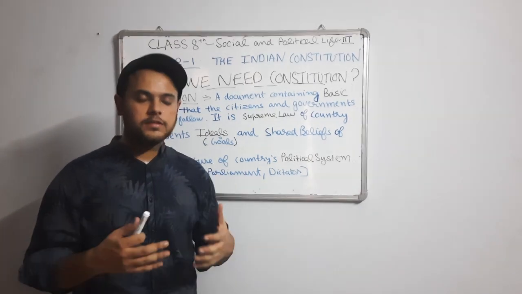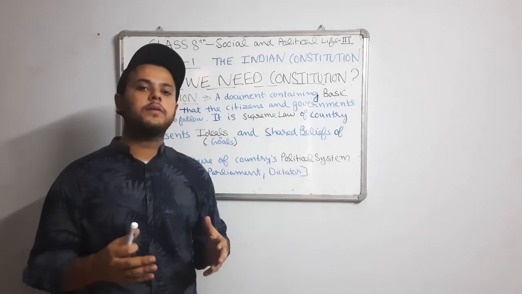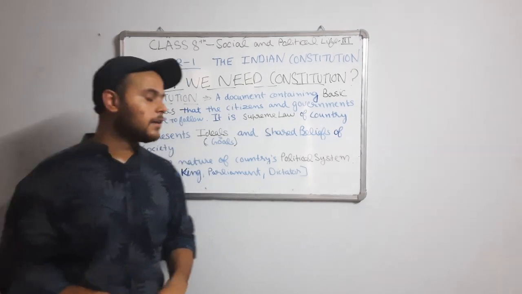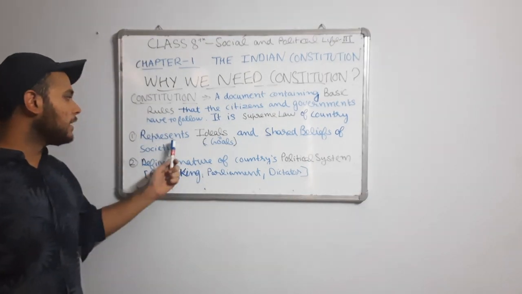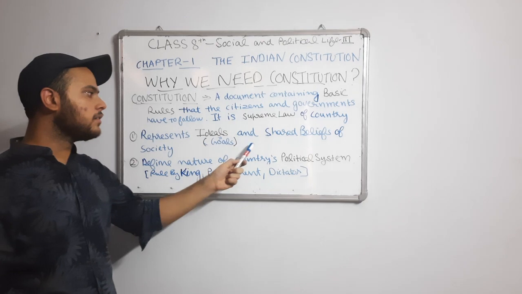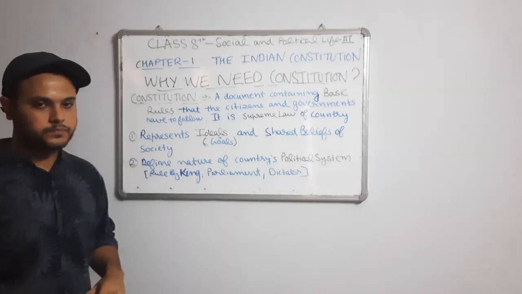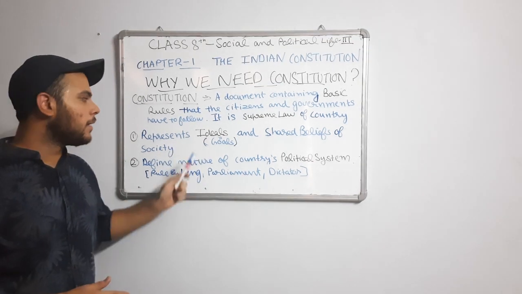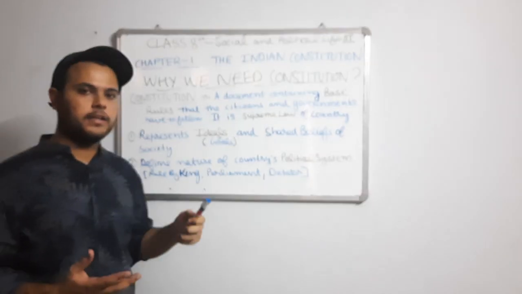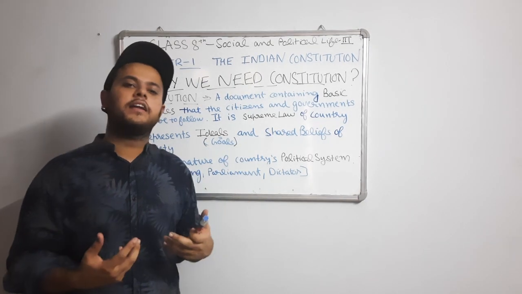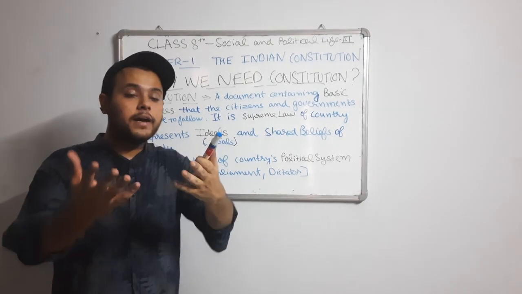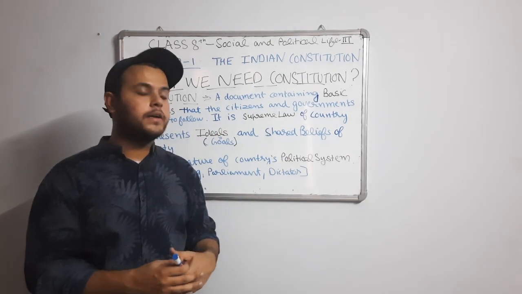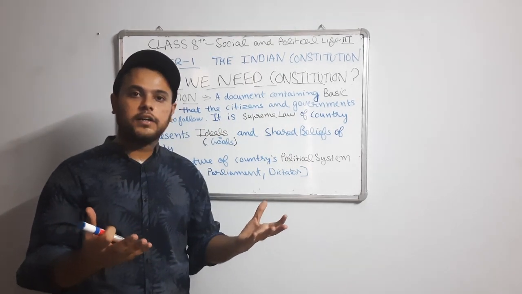But in this video, I will be covering why we need a constitution. The first reason is that we need a constitution because it represents the ideals and shared beliefs of society. I will repeat again, it represents ideals. By ideals, we mean goals of society. Every society has a goal, like an individual has goals. Like you might have the goal of coming first in the class. You might have the goal of becoming the best cricketer in the country.